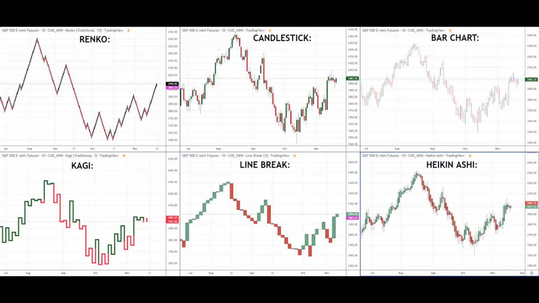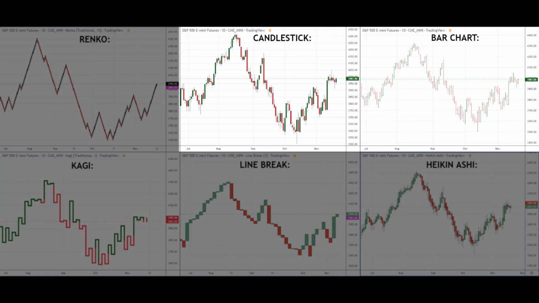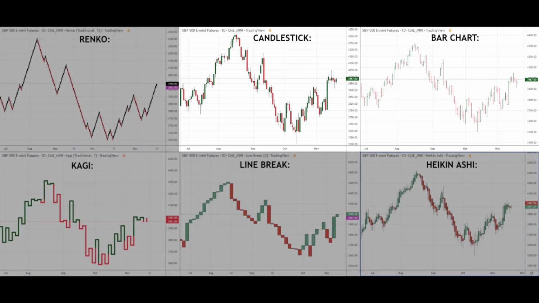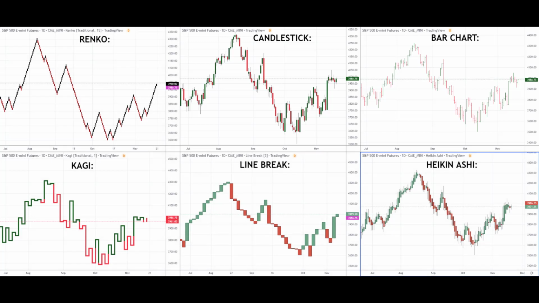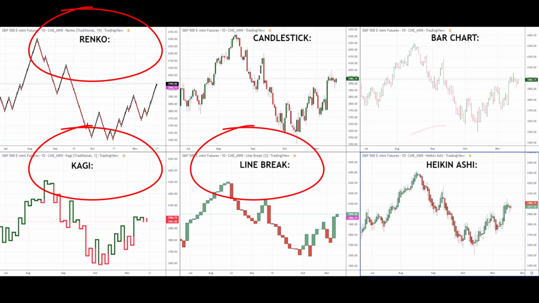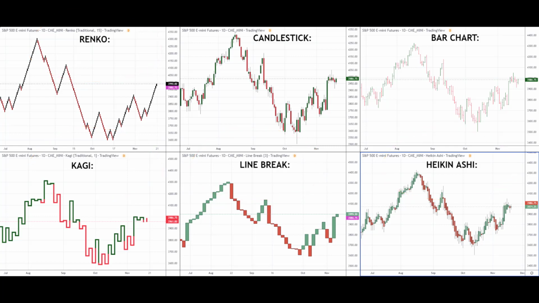So you can see before you the 2 chart types I mentioned, candlestick and bar chart, probably most commonly used in technical analysis. Then the other 4 that I've got courses on the channel here: RENKO, KAGI, line break, and HEIKIN ASHI. And what you can see in the chart here is the S&P 500, that's the US stock market index. They're the E-mini futures contracts.